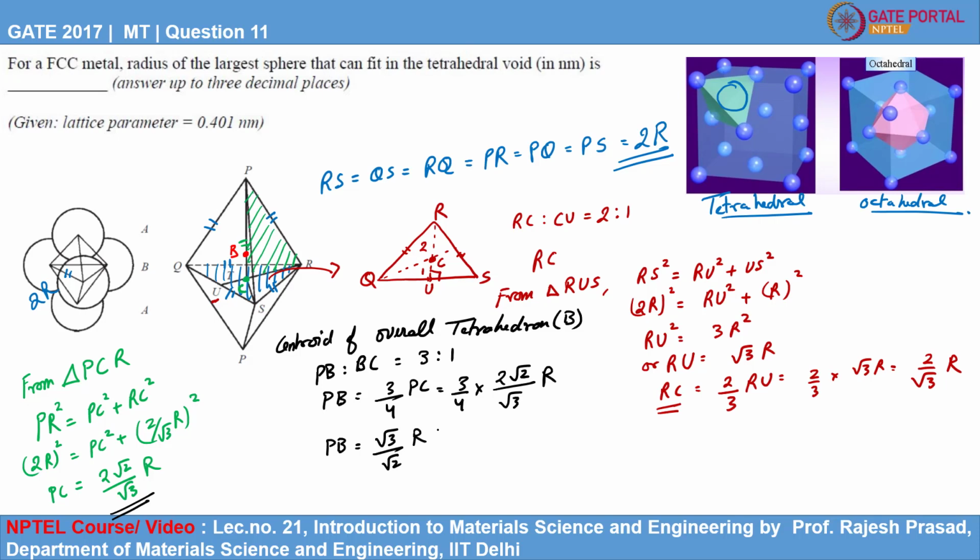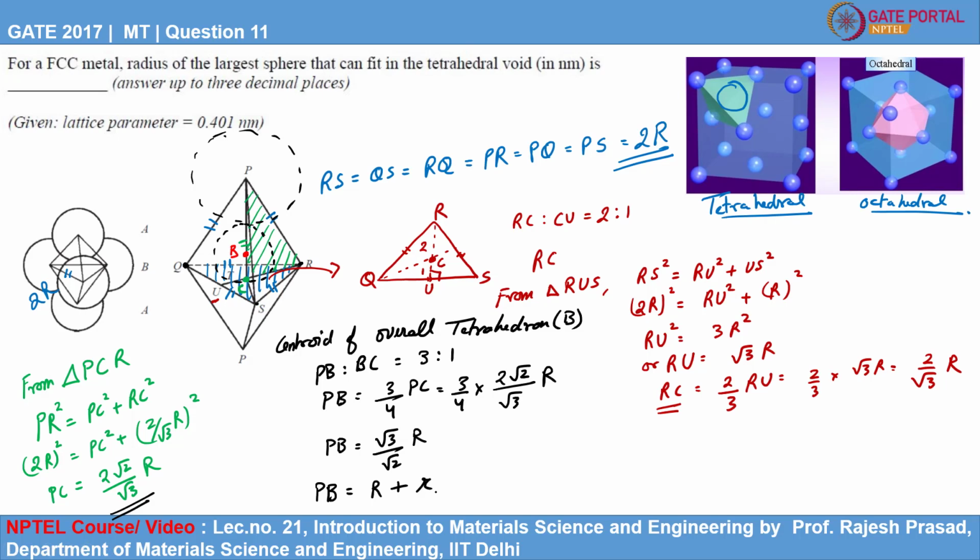Now we know that there is one atom sitting at point P. Another atom is sitting at points Q, R, S, and the largest sphere that can fit into this tetrahedral void will be sitting at point B. Let us say this is the sphere sitting at point B. It will fill up this tetrahedral void. So PB is the sum of the radius of the atom plus the radius of the void atom.